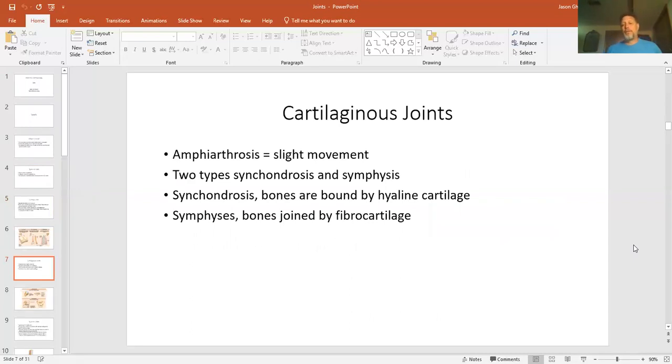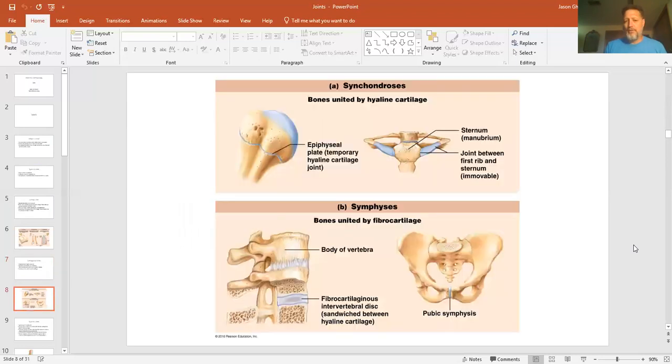All right, so again, amphiarthrosis means there's a little bit of movement. Two main types of these. Now these are all cartilaginous joints. These are synchondrosis and symphysis. Now in all of these, there's a little bit of movement. These are held together by cartilage, hence cartilaginous joints. And again, very little movement on it.